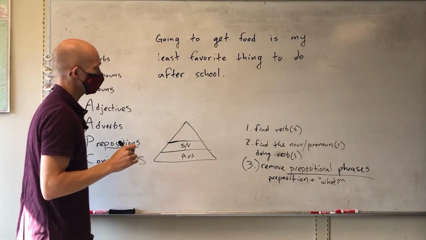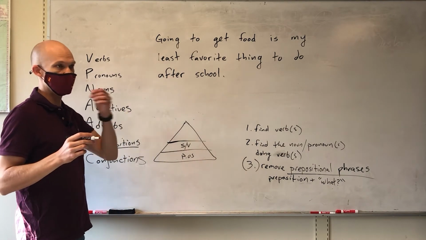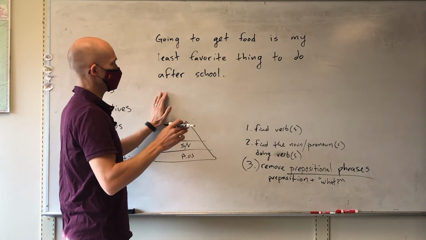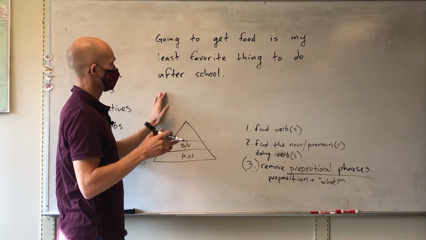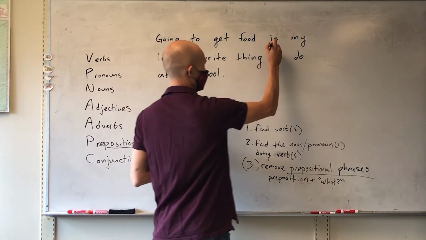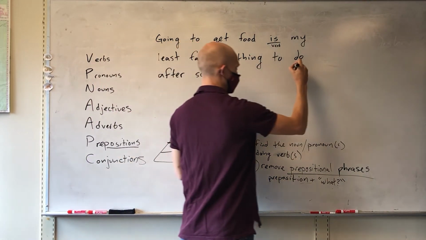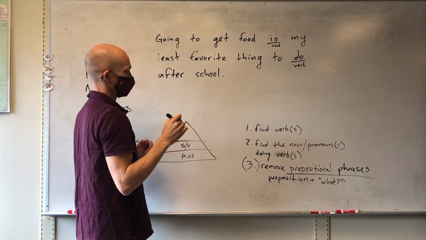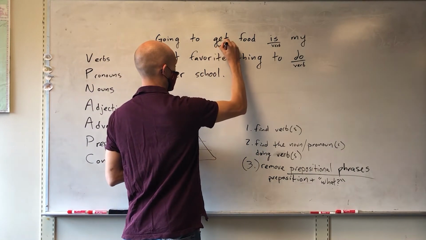Okay, going to get food is my least favorite thing to do after school. Let's find the subject of this sentence. So it's kind of confusing because we have more than one verb. What are our verbs here? Okay, is a verb. It is. Okay, what else? Do, I do. Okay, what else? I get, yeah, that's a verb.